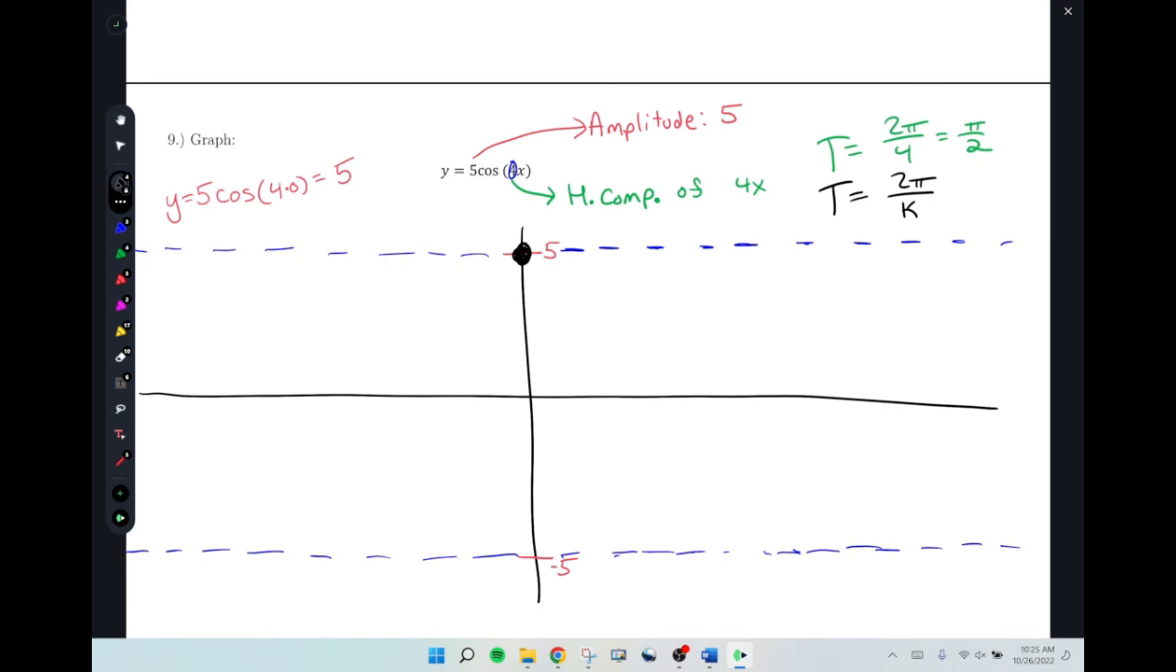And how long does it take me to make one complete revolution? Pi over 2. So if I'm allowed to make my own points, here's pi over 2. I'm going to repeat. And what does cosine have to do in between those two things? Go all the way down and then all the way back up, right? And where's it probably going to hit the minimum? Pi over 4, right? Cut it in half. Let's find out.